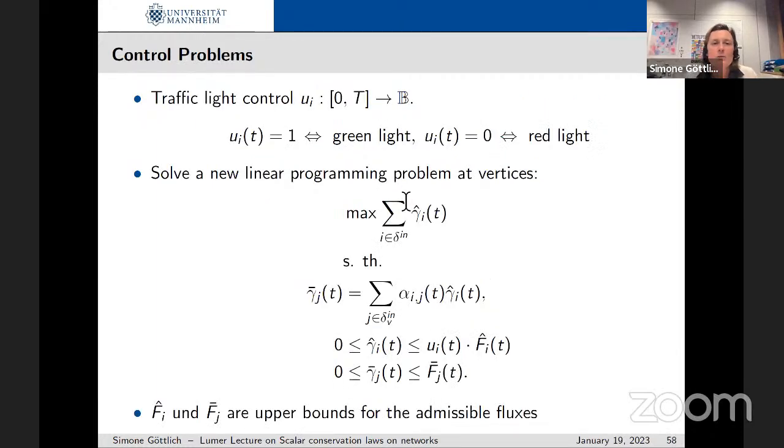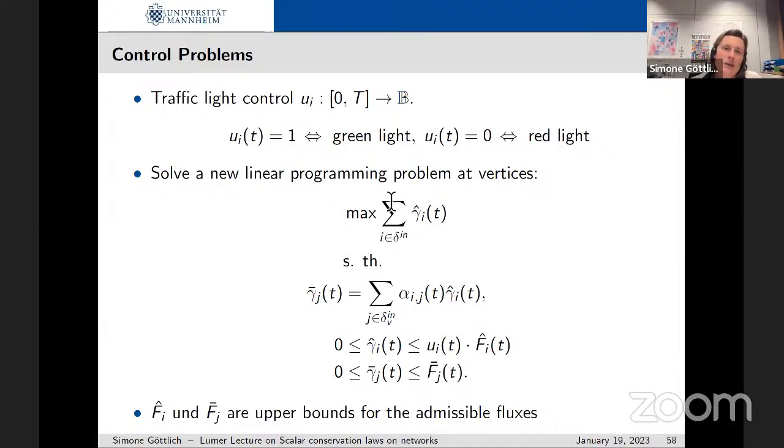You have to include the control, okay? And the control in case of traffic lights means that this U is a mapping from a time interval to a binary value, which might be 1 or 0. So in the case the traffic light is green, the control should be 1, and on the opposite, if the traffic light is red, the control should be 0.